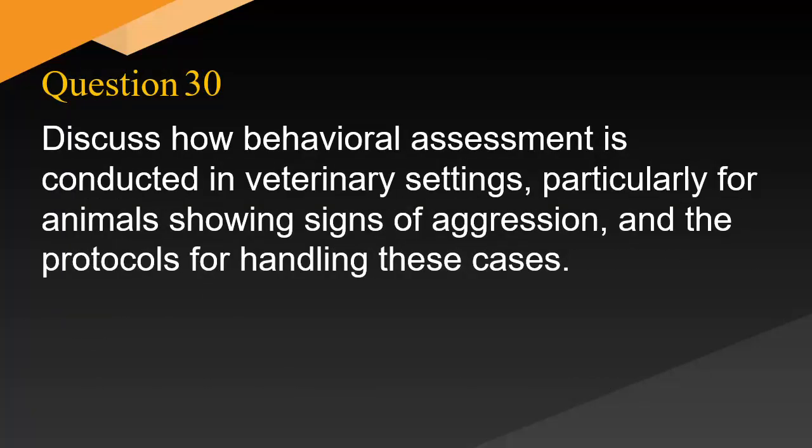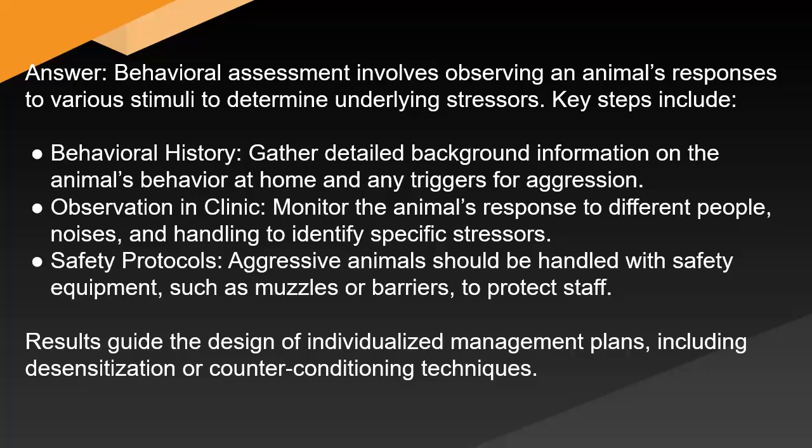Discuss how behavioral assessment is conducted in veterinary settings, particularly for animals showing signs of aggression, and the protocols for handling these cases. Answer: Behavioral assessment involves observing an animal's responses to various stimuli to determine underlying stressors. Key steps include behavioral history: gather detailed background information on the animal's behavior at home and any triggers for aggression. Observation in clinic: monitor the animal's response to different people, noises, and handling to identify specific stressors. Safety protocols: aggressive animals should be handled with safety equipment, such as muzzles or barriers, to protect staff. Results guide the design of individualized management plans, including desensitization or counter-conditioning techniques.